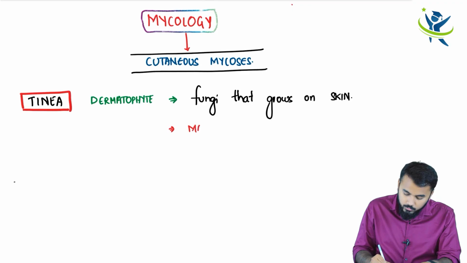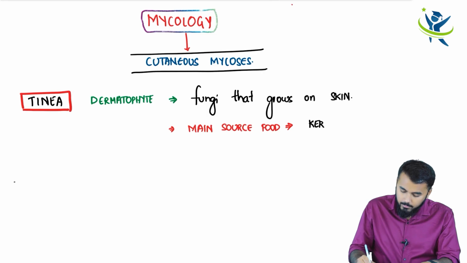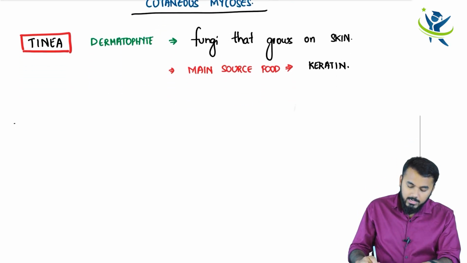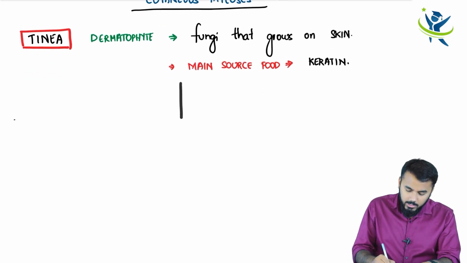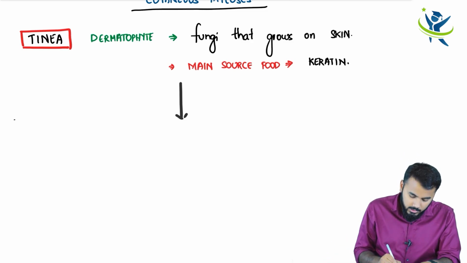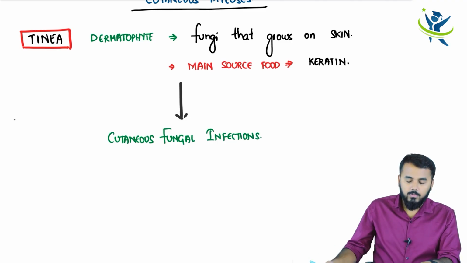So the main source of food for this fungi is keratin. It grows by eating this keratin, so obviously it would cause some kind of infections there, isn't it? These infections are called cutaneous fungal infections. I hope till here everything is easy, right?